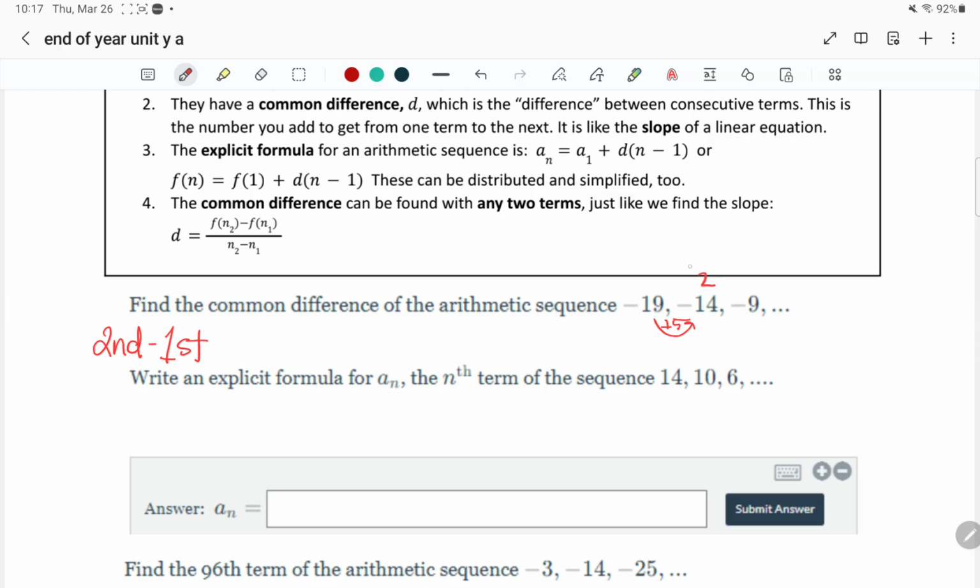So I take my second term, which is always the second one in the list, and I take my first term and I subtract them. So negative 14 minus negative 19. 2 negatives make a positive. Negative 14 plus 19 is 5. So if I couldn't tell that that was adding by 5 each time, then I could do my common difference formula, second minus first, and I could find the common difference.